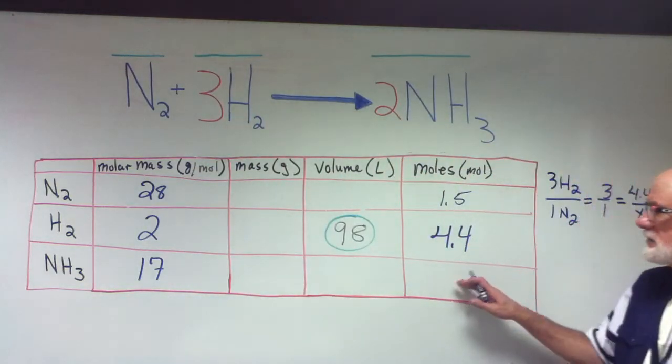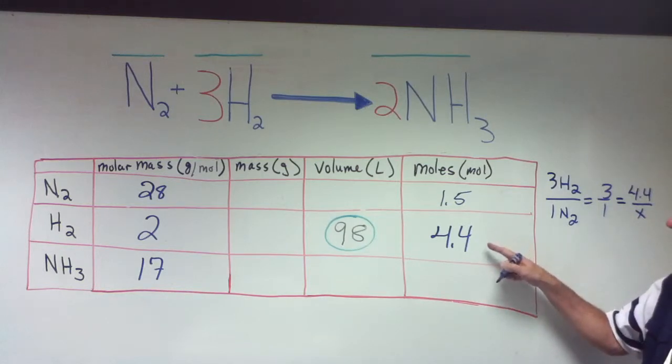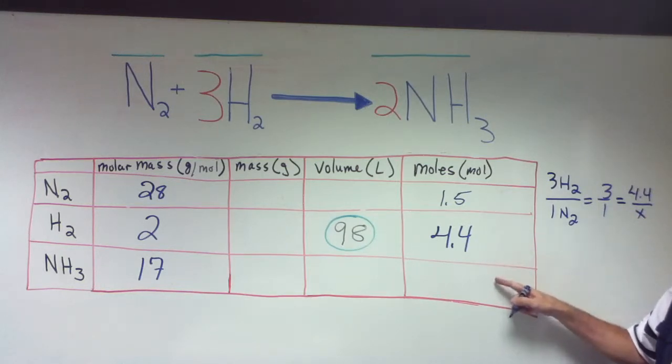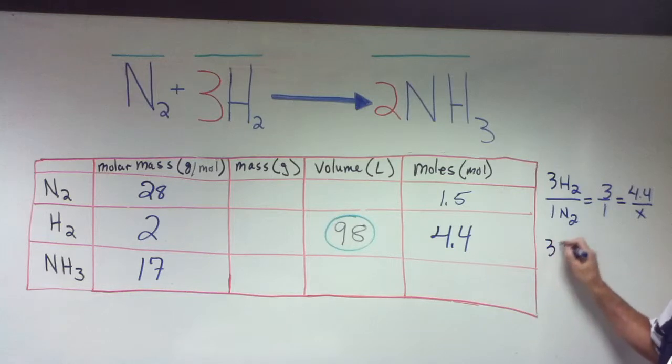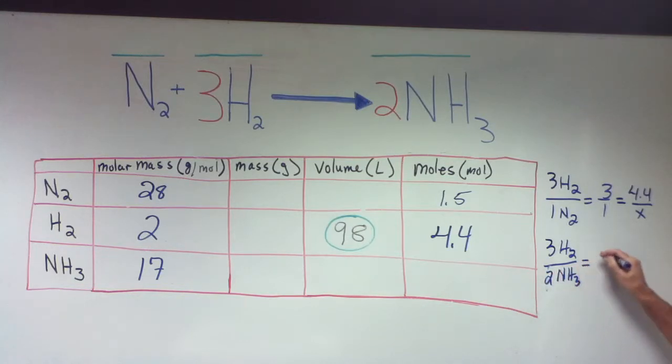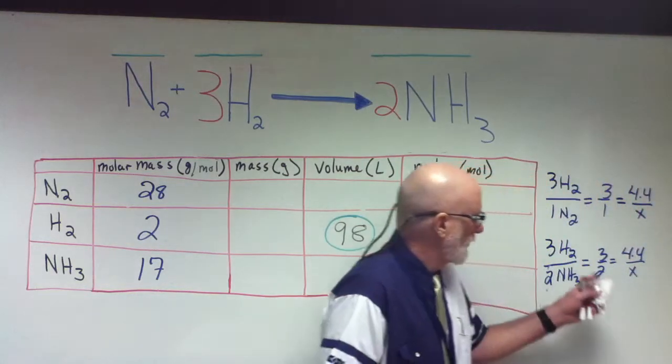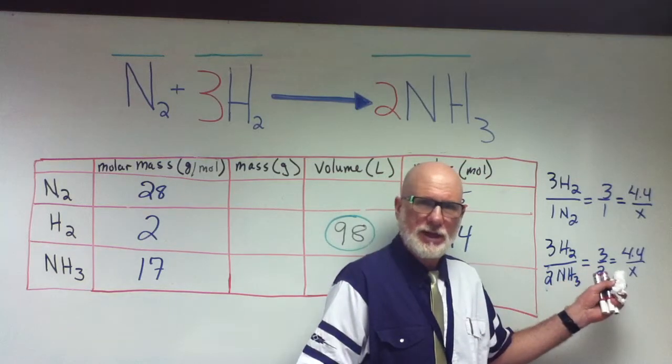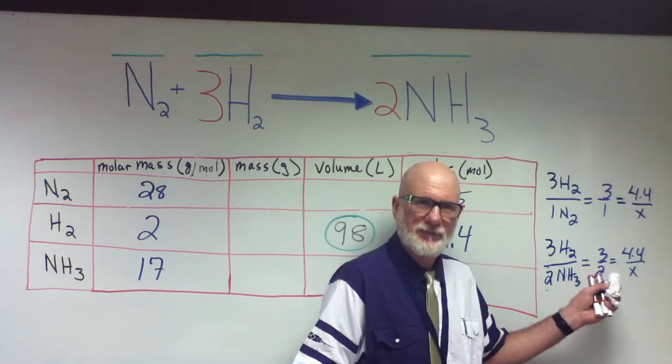Okay? So what's this mole going to be? You're going to compare this with this now, right? So it's going to be 3H2 over 2 NH3, 3 over 2 equals 4.4 over X. Is that right? Did I do that correctly? Yes. Okay.